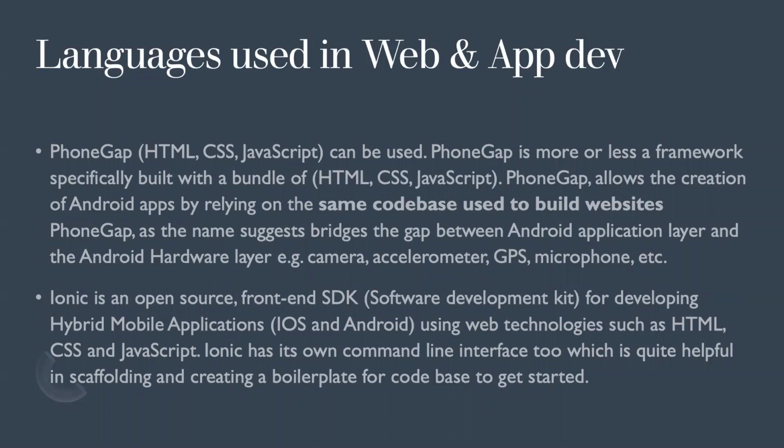All right. So again, on mobile development, we also have PhoneGap. I would say most people have probably heard of this. PhoneGap is basically a framework, so to speak. It's a conglomeration of HTML, CSS, and JavaScript used together. It allows the creation of Android apps by relying on the same code base used to build websites. As the name suggests, PhoneGap bridges the gap between the Android application layer and the Android hardware layer. The camera, the accelerometer, the GPS, the microphone, you can design and code those directly from your PhoneGap application. And that's a beauty, because you basically interact with the hardware, which is a good thing.